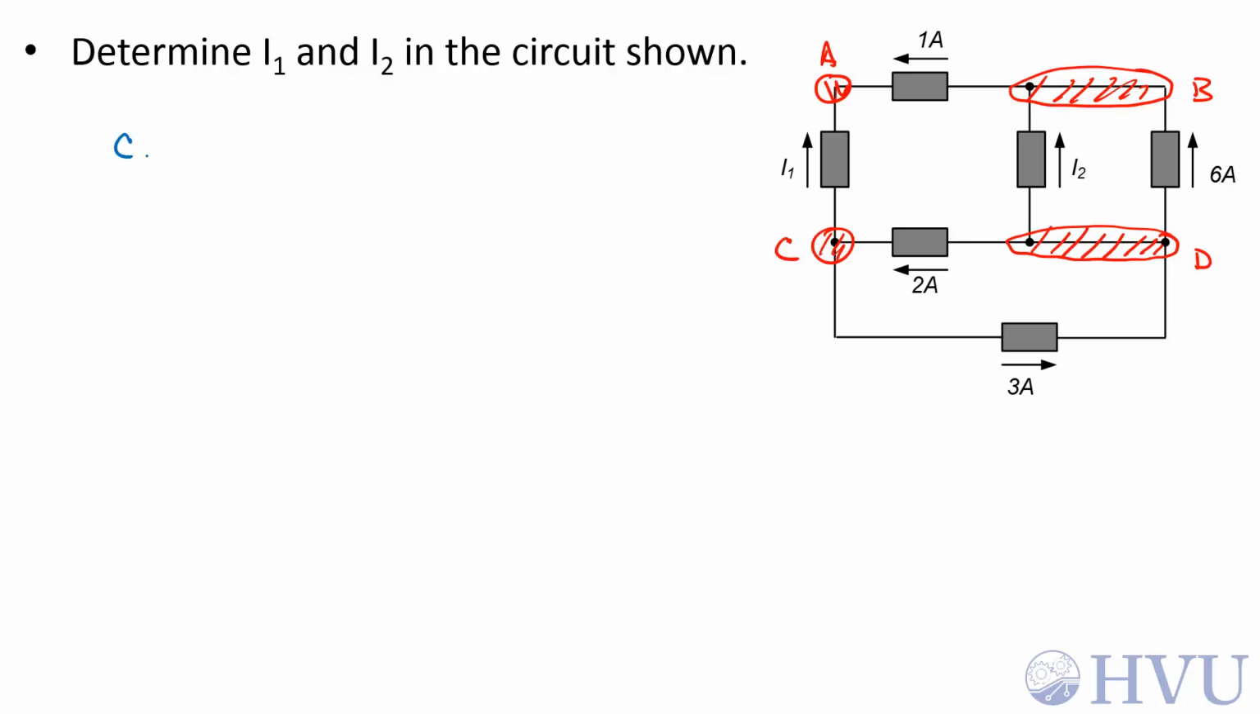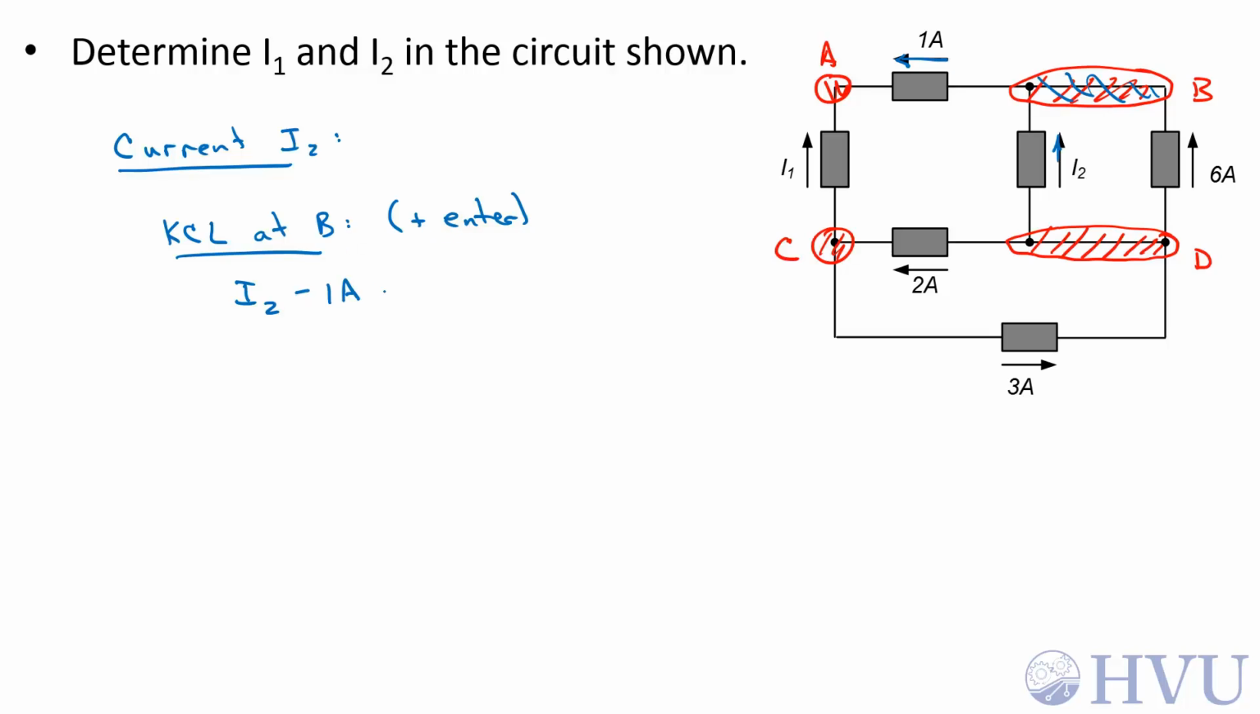Now let's find the current I2. I2 affects node B, so I'll do KCL at node B. I think I'll assume that positive currents enter. In that case at B, I2 is entering, so I2 is positive. That agrees with my sign convention. 1 amp is leaving. That's the opposite, so that's a negative 1 amp. And 6 amps is entering, which becomes a positive contribution. If I solve this for I2, I2 is equal to negative 5 amps.